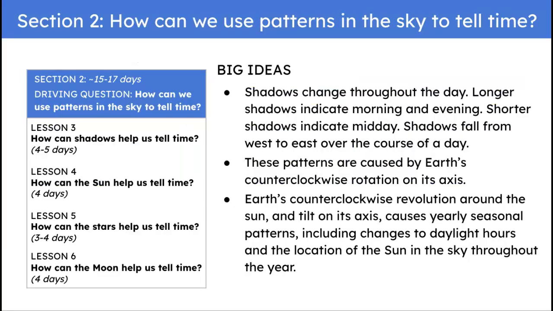Through the storyline, students gain an understanding of these standards-based big ideas. Shadows change throughout the day. Longer shadows indicate morning and evening. Shorter shadows indicate midday. Shadows fall from west to east over the course of a day. These patterns are caused by the Earth's counterclockwise rotation on its axis. Earth's counterclockwise revolution around the sun and tilt on its axis cause yearly seasonal patterns, including changes to daylight hours and the location of the sun in the sky throughout the year.